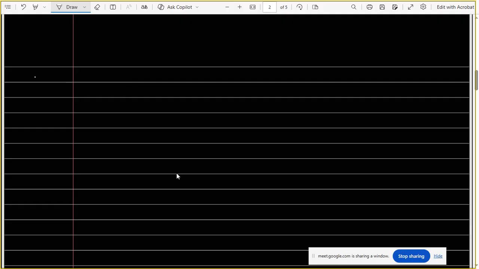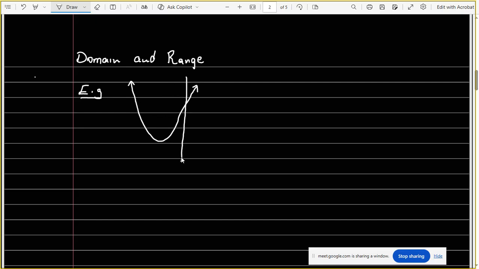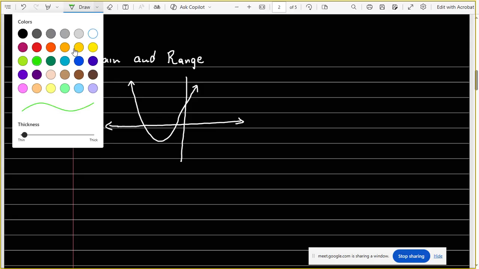So now, let's talk about the domain and range before we start with examples. The domain refers to the x values, and then the range is the y values. Exactly. So let's look at this example. Let's say that I have a graph like this. The graph is concave up, and the graph looks like this. Okay, so let's say you have this type of graph.